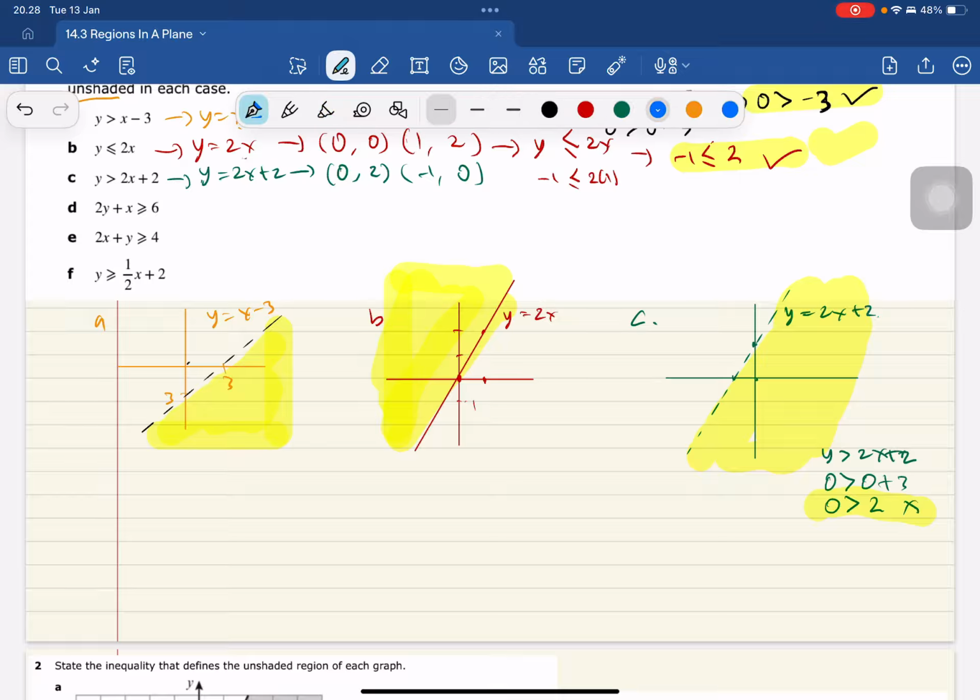Next D, we got 2y plus x bigger than or equal to 6. So let us write it as 2y plus x equal to 6. When x equal to 0, y is going to be 3. And when y equal to 0, x is going to be 6. So this is for D.